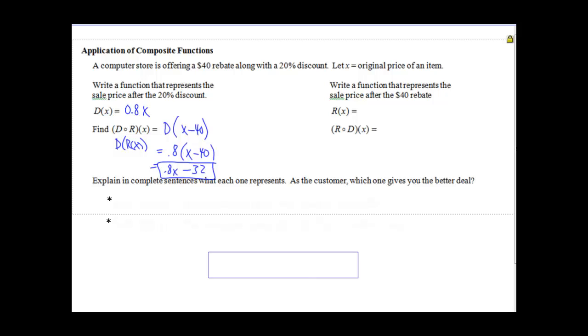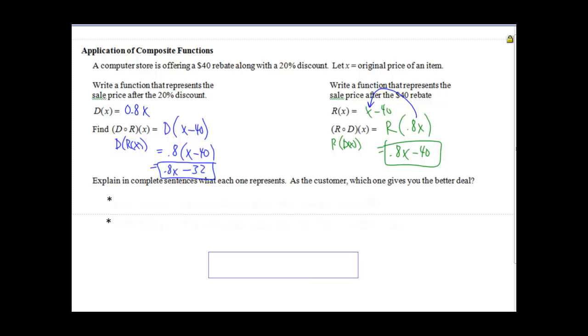Now over here on the right, if we switch it and take the $40 off after the sales price first, we're going to take x minus the 40. That's going to give us our amount first. So r of d of x, what's going to happen is we're going to take the rate, and then times 80% of the total amount first. So take 20% off first, then apply the $40. Okay, we end up getting 0.8x minus 40, just so that we know. We're substituting this in for here.